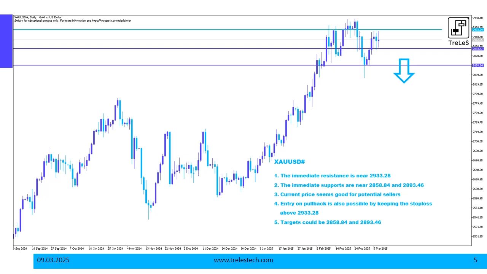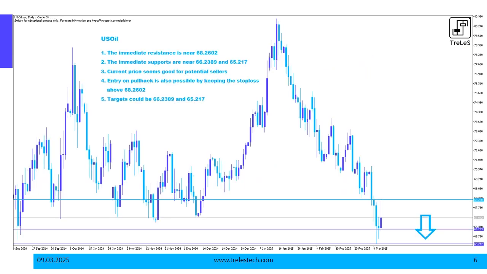A pullback entry is also an option with a stop loss placed above 2090.33.28. Our target is 2080.58.84 and 2080.93.46. The last chart presents US oil.